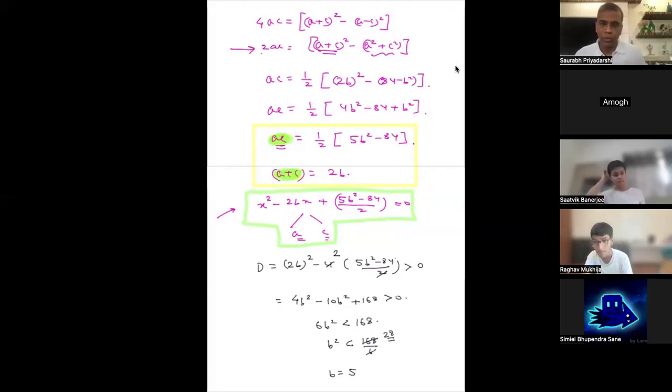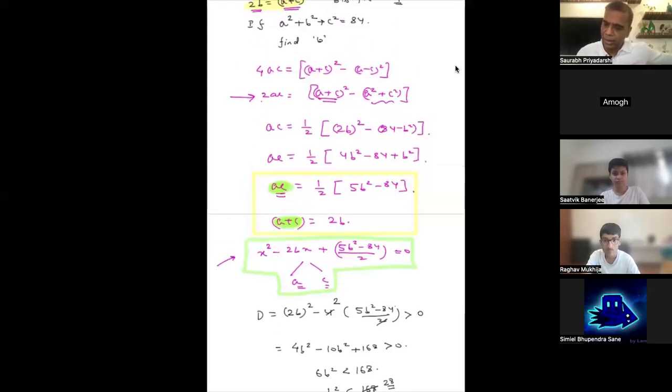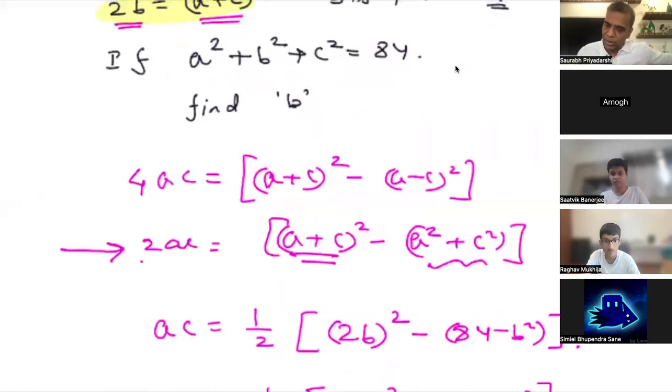Or what you can do, we can see this is an AP. So you can take A is equal to B minus D, B is B only, and C is B plus D. Then substitute in the third equation. So you will get an equation in D. Directly you will get the equation in D.